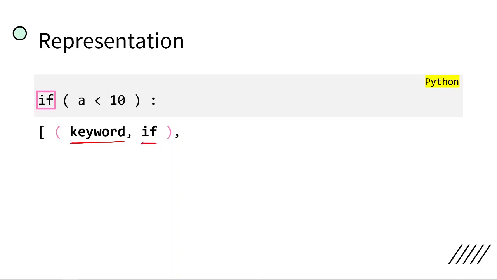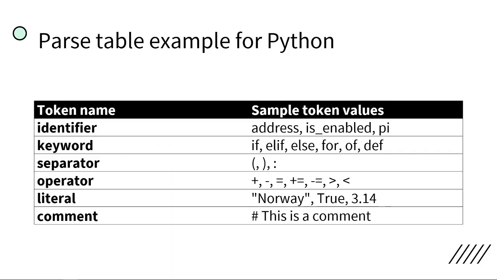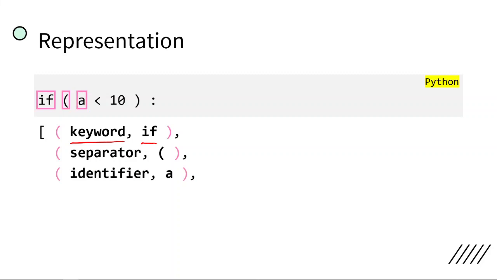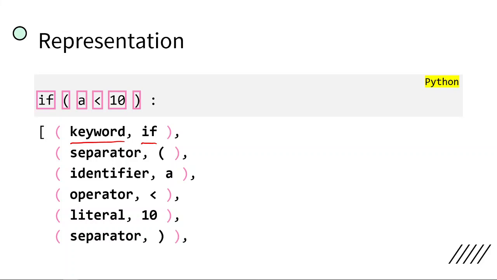Okay, so let's go back to the previous slide. The keyword token values in our example are if, elif, else, for, of, and def. So that's why in the next slide, the if, we assign it with the name keyword. Next, we have open parenthesis as a separator. We have a as an identifier. We have lesser than as an operator. We have 10 as a literal. We have greater than as a separator. And then lastly, we have colon as a separator.